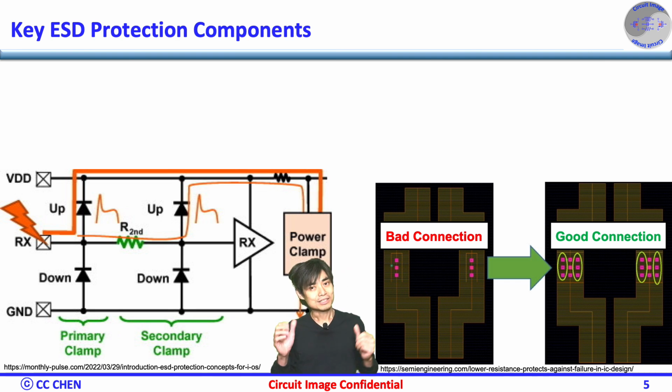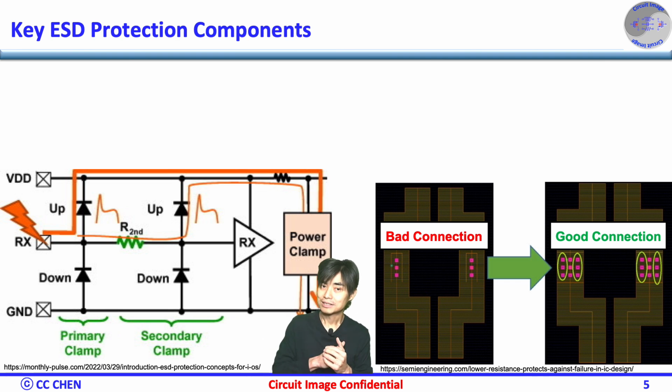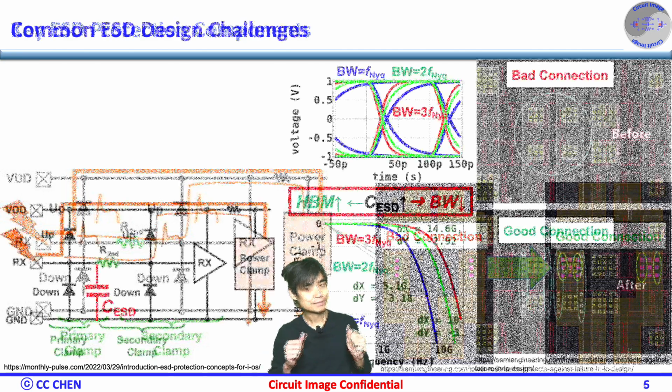Different circuits need different ESD architectures: rail-to-rail, pad-to-ground, and internal protection. Now, let's look at the real-world ESD design challenges.